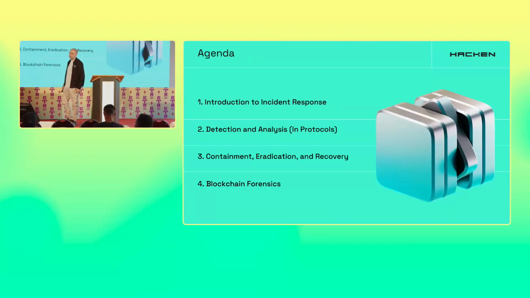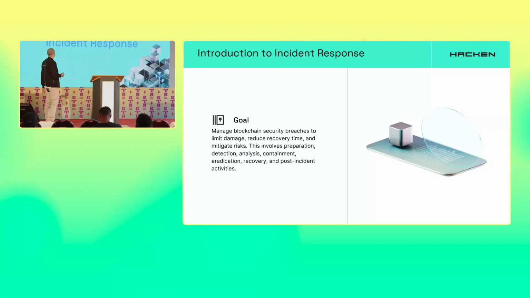And this is the agenda for today. As you see, it's pretty short, actually. The introduction to incident response, this is pretty generic because it's the same in any organization, regardless if it is Web2, Web3, or whatever. Detection and analysis, here I am going to talk about protocols directly. Containment, eradication, and recovery are the normal stages of incident response in any organization. And finally, forensics in blockchain, or at least what we can try to do regarding that.